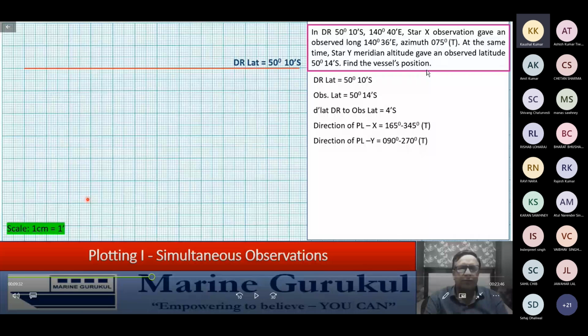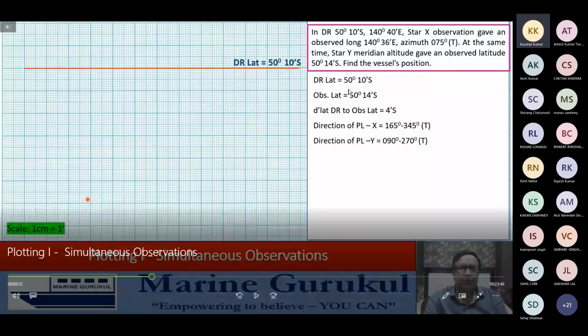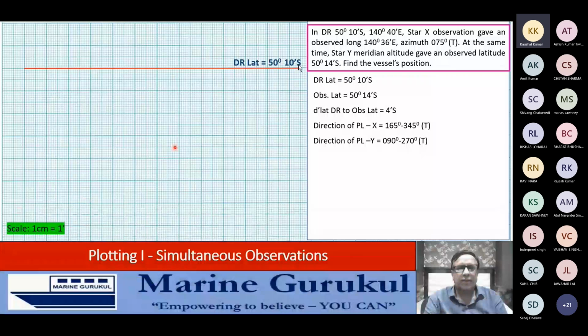We have plotted the first latitude, that is the DR lat 50 degrees 10 minutes south. We'll use, as far as graph in the background is concerned, one big box as 1 centimeter. If without graph, we can take 1 centimeter as 1 minute. So the observed lat has to be 4 minutes south of the DR. So we go 4 minutes south, D lat 4 minutes south, and we draw the observed parallel of latitude out here.